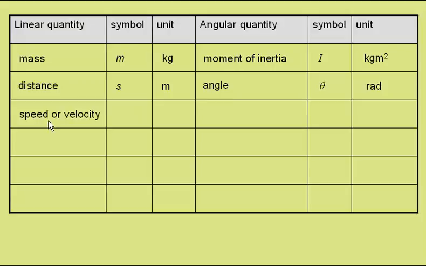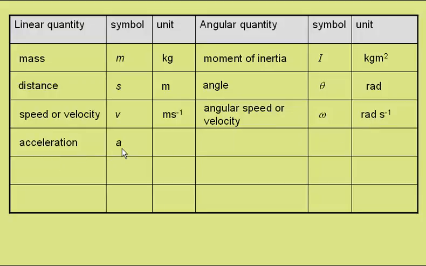The linear quantity of speed, or velocity, is normally given the symbol v. Measured in meters per second, the equivalent angular quantity would be angular speed or velocity, which is given the symbol omega, and is measured in radians per second. Acceleration is given the symbol a, and is measured in meters per second squared. The angular quantity we've just met is angular acceleration, given the symbol alpha, and measured in radians per second squared.